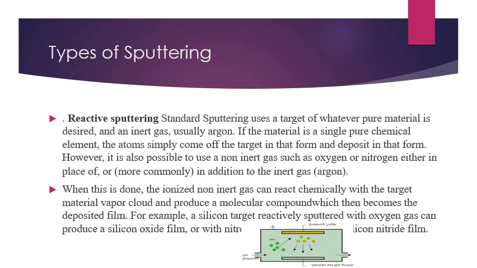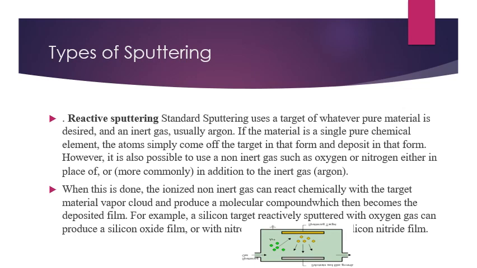Reactive sputtering. Standard sputtering uses a target of whatever pure material is desired, and an inert gas, usually argon. If the material is a single, pure chemical element, the atoms simply come off the target in that form and deposit in that form. However, it is also possible to use a non-inert gas such as oxygen or nitrogen, either in place of or more commonly in addition to the inert gas.